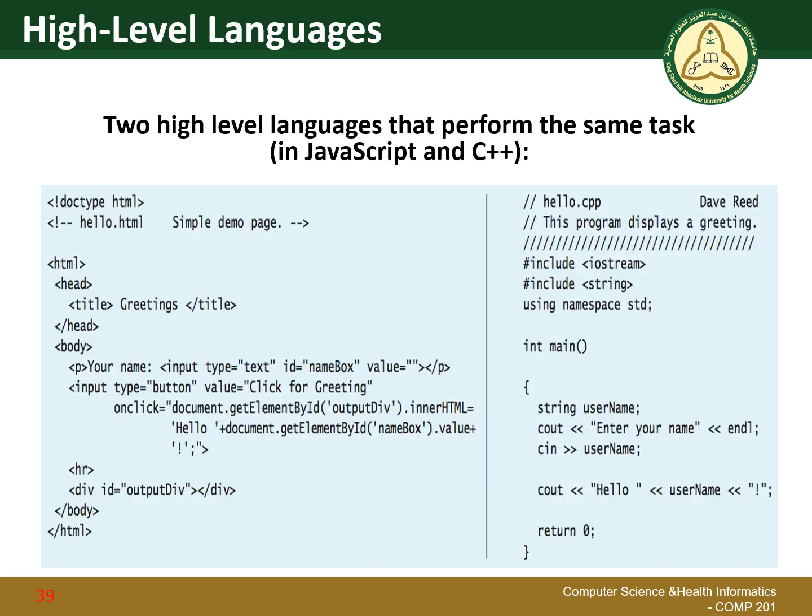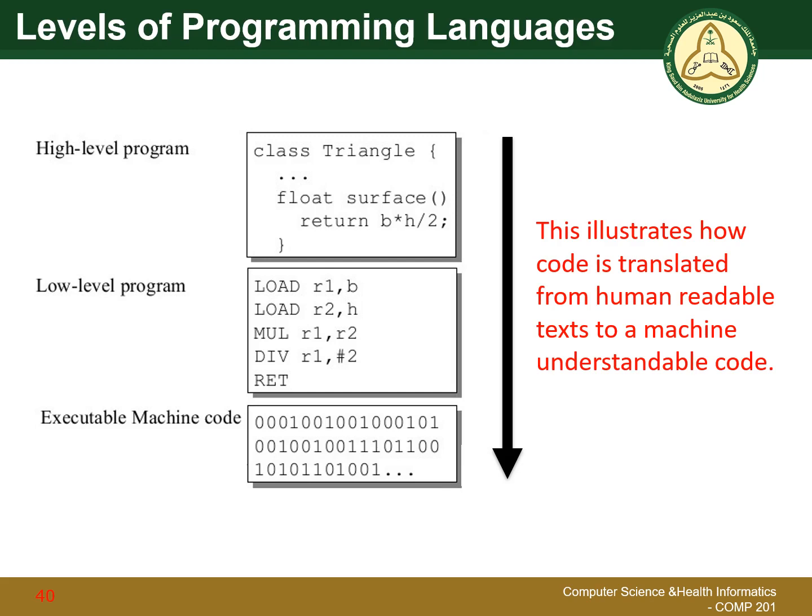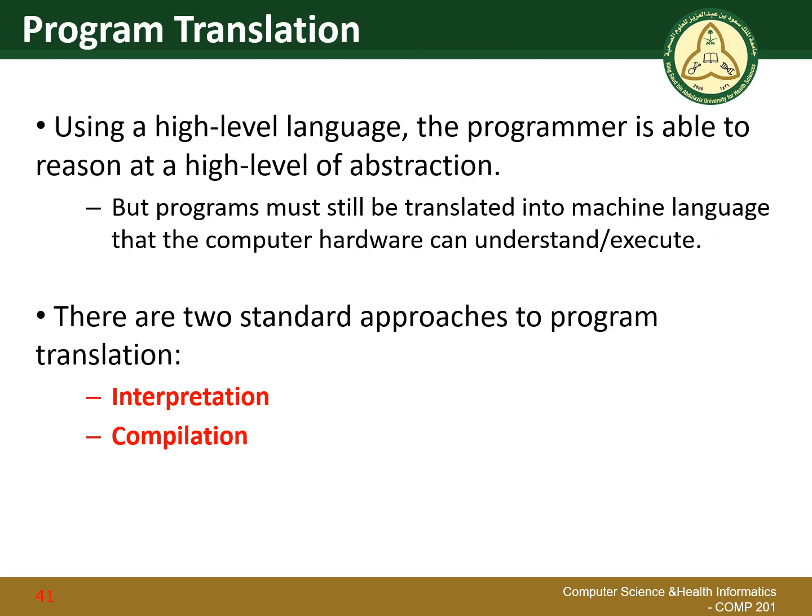There are many high-level languages. This is just an example of JavaScript and C++ code. When we write code in a high-level language, it must be translated into machine language so the computer can execute the program. Using a high-level language, the programmer is able to reason and think at a high level of abstraction. The programming process becomes easier.